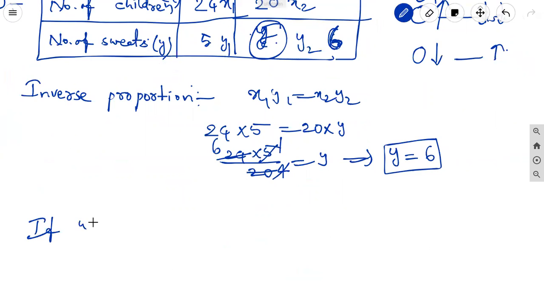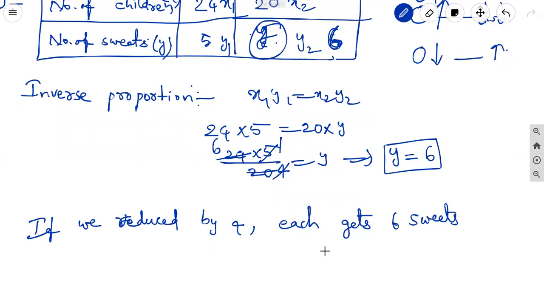If we reduce by 4 children, each gets 6 sweets. This is the answer.